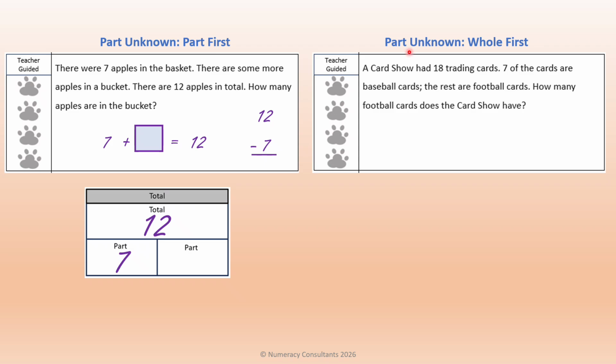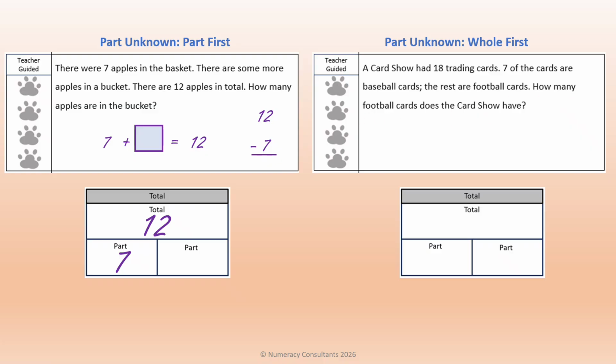And now for this next one, part whole, first part unknown, okay? So it says, a card show has 18 trading cards. So this one starts giving the total first. 7 of the cards are baseball cards. The rest are football cards. How many football cards does the card show have? So again, if we set it up and we go through, we know that we have 18 trading cards. Our whole is 18 cards. 7 of the cards are baseball cards, and the rest are football cards.